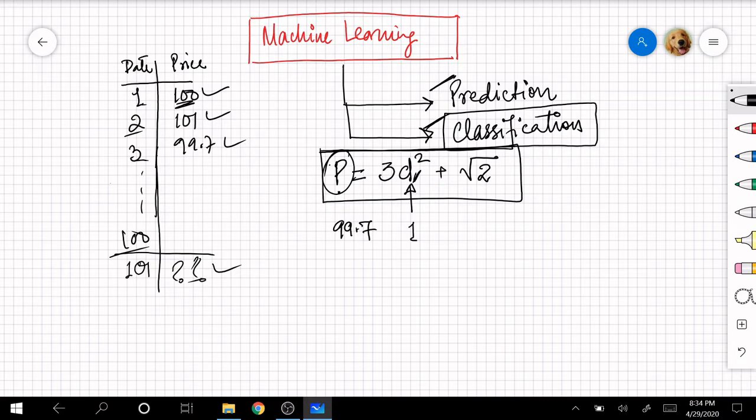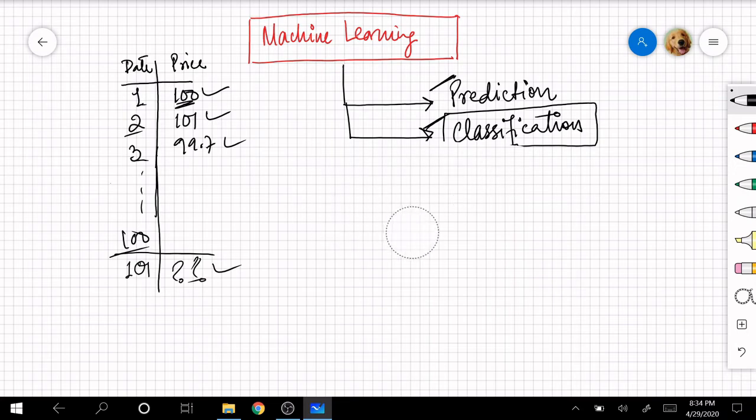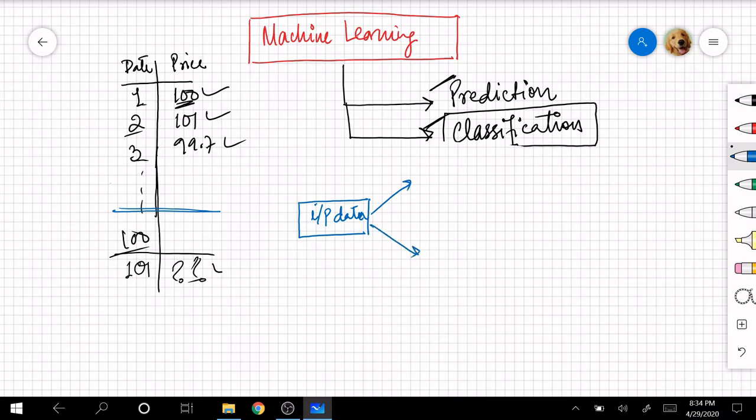Now, therefore, the question is, how do I find out the equation? And this is what machine learning guys do. The way it works is they take this entire data set and they divide it into two parts. So I have my input data, which is this data, right? And I divide it into two parts. I call one part as train data and the other part as test data.